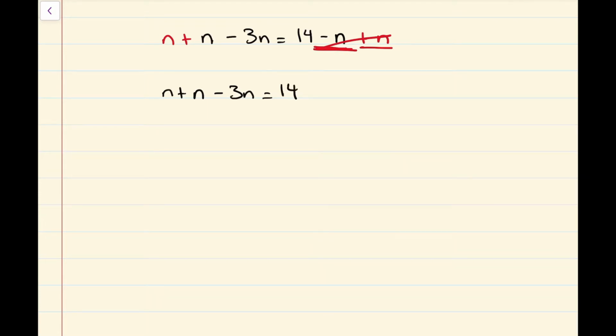Hope you're following. So now we're going to have n plus n, which is 2n, because 1n plus 1n is going to be 2n. And that's going to be minus 3n is equal to 14. Okay, and 2n minus 3n is going to be -1n, or just -n, and that's going to equal 14.